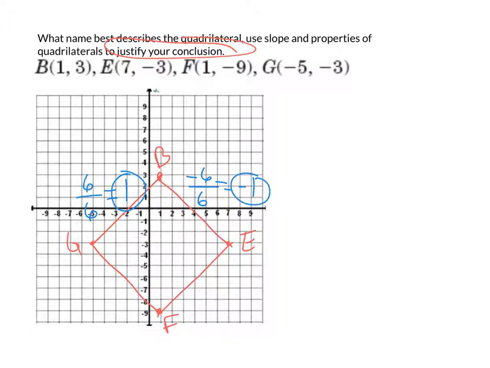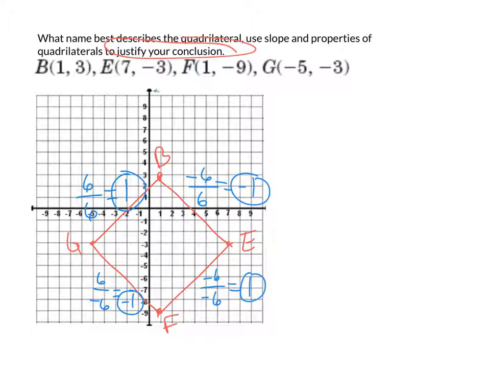And I can do that for E to F. I can count it out, and what I'll end up getting is -6 over -6, which is equal to +1. And then when I go from F to G, I'm going to go up 6 and then over to the left 6, so that's -6, which gives me -1 for that one. So I've got a bunch of slopes which are 1 and -1.